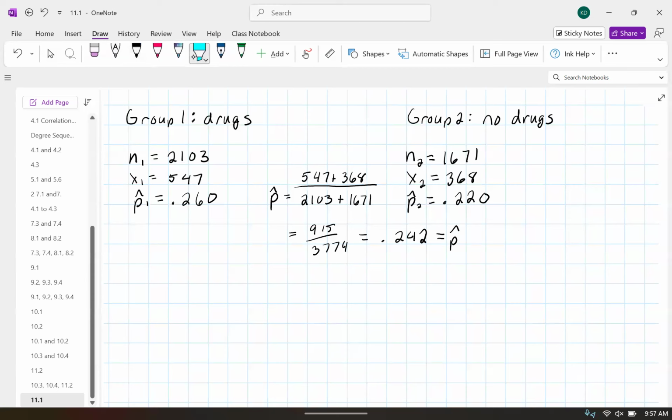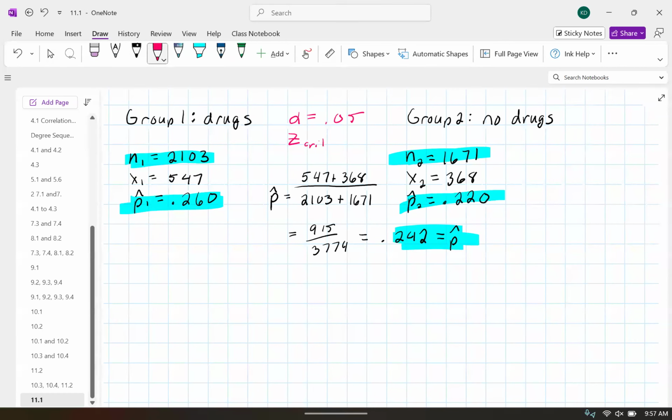I'm gonna need this number, this number, this number, this number, and this. This is a one-tailed test. So our Z crit is going to be plus or minus 1.645. This would be the number we look up. We've done that a bunch of times too, so.